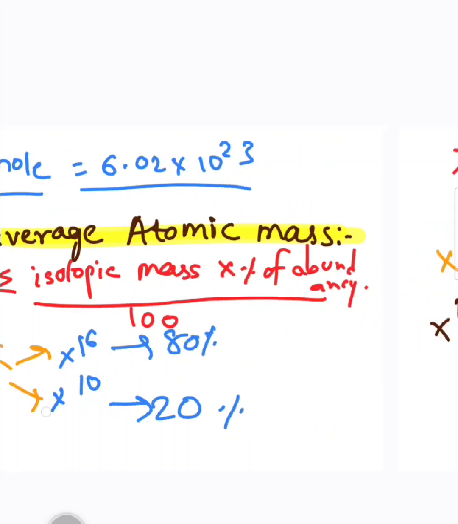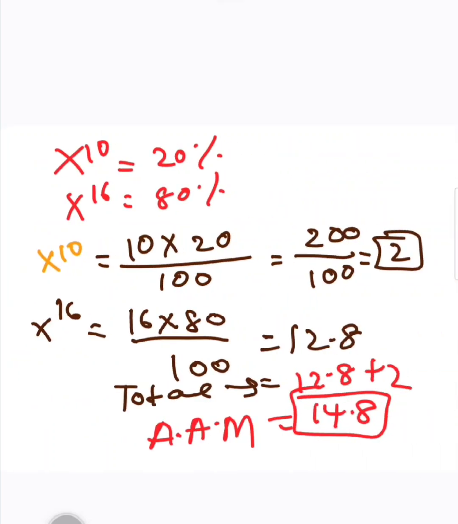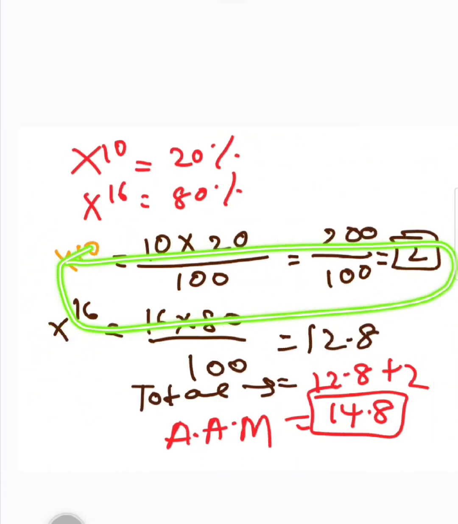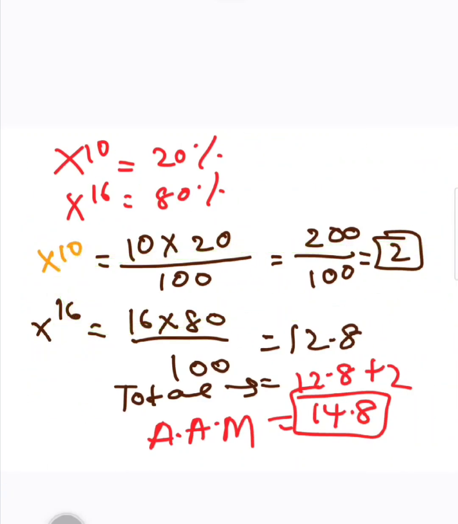Now how to find the average atomic mass? We write the formula: summation of isotopic mass times percentage of abundance divided by 100. First we find for X10. What is the isotopic mass? It is 10, times the percentage of abundance 20, divided by 100, which is 200 by 100. That is nothing but 2. So 2 is the contribution of X10.